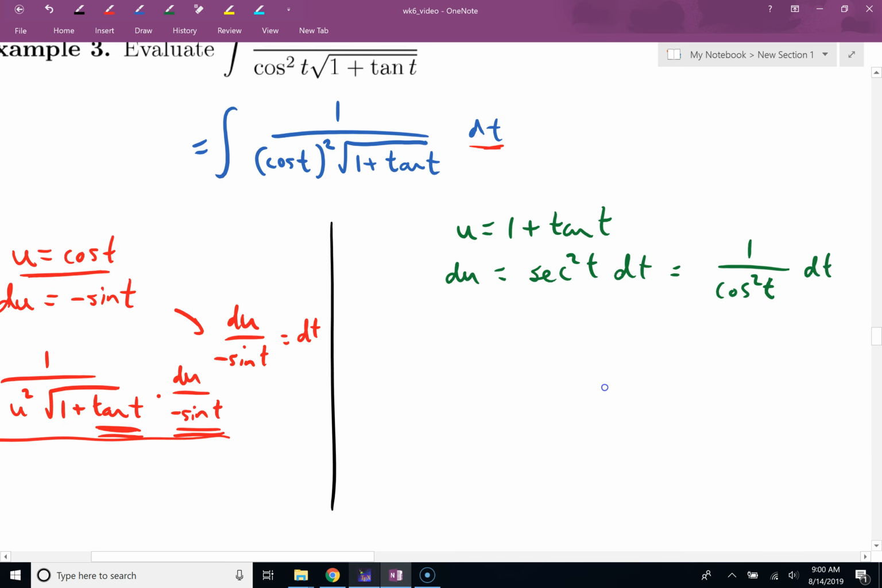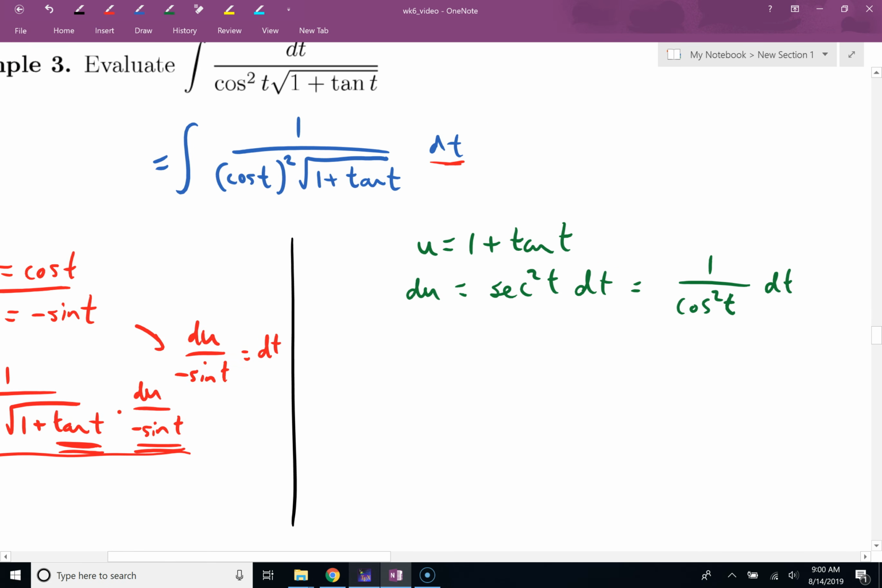And now let's try a different path. So the other thing that was inside of a function, in this case the square root function, was this 1 plus tangent of t. And so if I try that to be my u, well, when I take the derivative of 1, I get 0. And when I take the derivative of tangent, I get secant squared. This is one of those that you have to memorize.